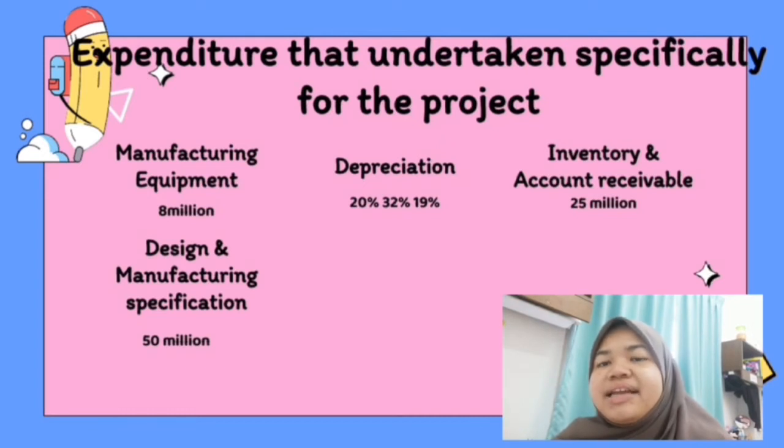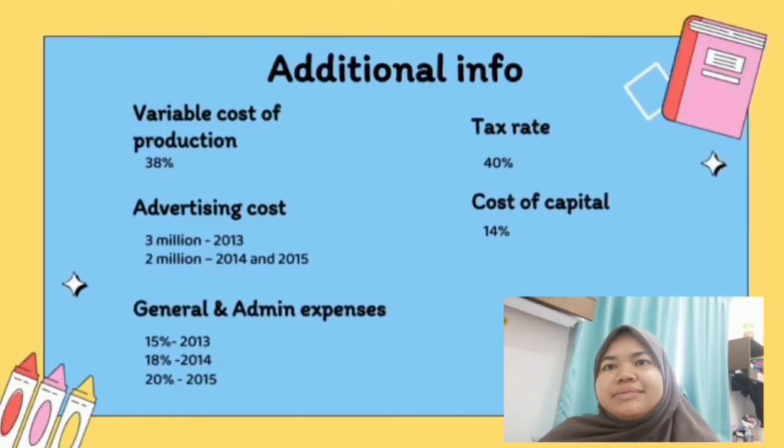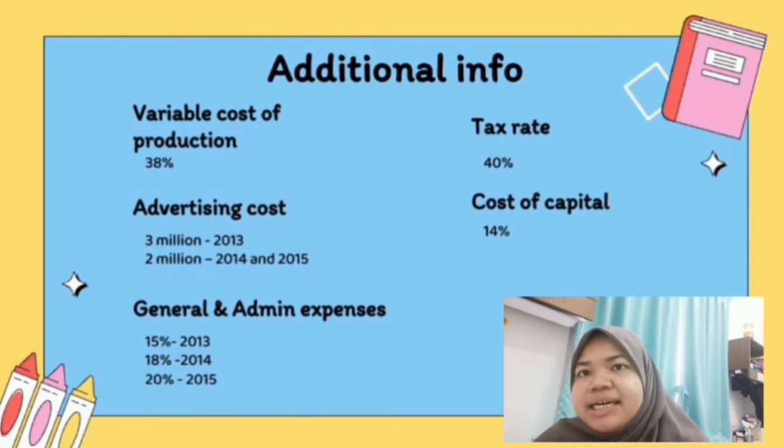Thirdly is inventory and account receivable, and fourth is design and manufacturing specification, which is 50 million, and it is going to be calculated in the initial outlay as well, as stated in the case study as outside source. There is a few additional info that is important and will be used in calculation, which is variable cost, advertising cost, general and admin, tax rate, and cost of capital. All of these will be used during the calculation asked in the next slide.